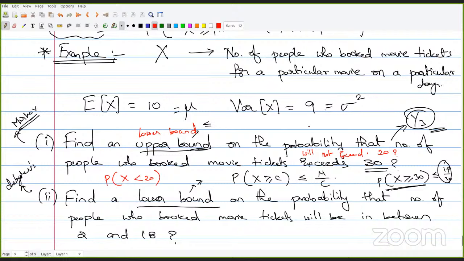So we know the probability that X is greater than or equal to 20 is less than or equal to 10 by 20, which is half. So if the probability that X is greater than 20 is less than or equal to half, what is the probability that X is less than 20? It is greater than or equal to 1 minus half, which is half.